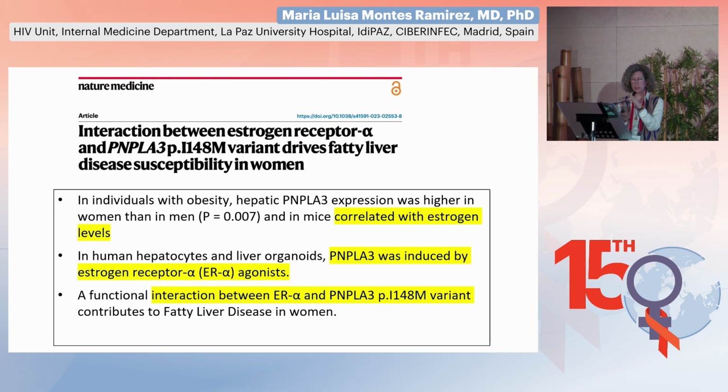In human hepatocytes, PNPLA3 was induced by an estrogen receptor alpha agonist. With this information, the authors conclude a possible functional interaction between estrogen receptor alpha and the PNPLA3 M variant, and it contributes to fatty liver disease in women.